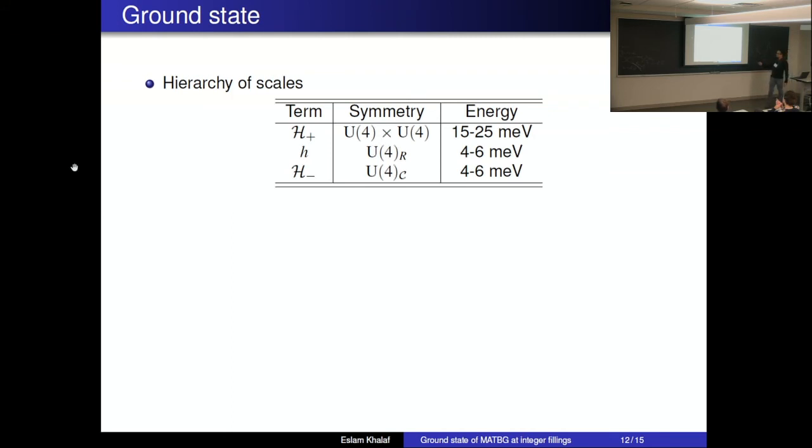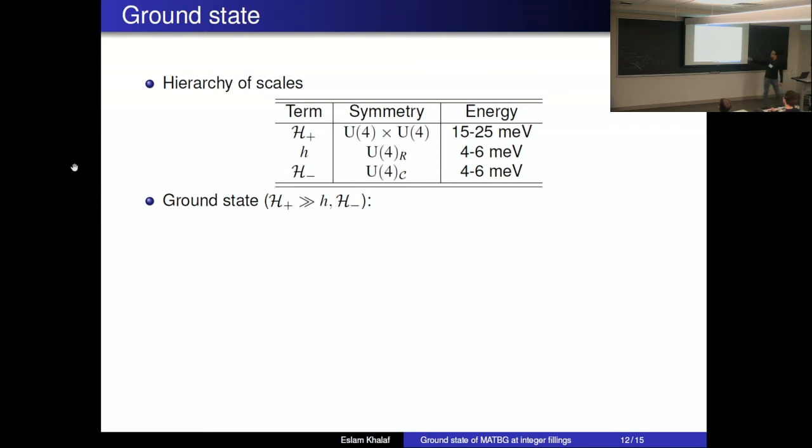We have a large scale of the interaction. It's the main piece of the interaction that contains only these form factors connecting wave functions living on the same sublattice. And this is the largest scale in the problem. It's around 15 to 25 MeV. Then you have two smaller scales that break this U4 times U4 symmetry to two different U4 subgroups. One of them is the dispersion, and the other is this remaining piece of the interaction.